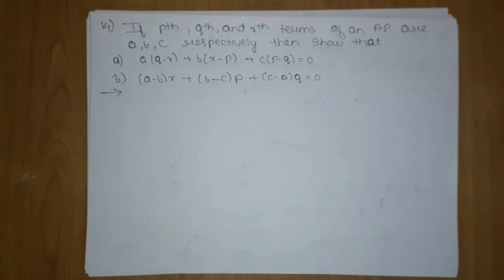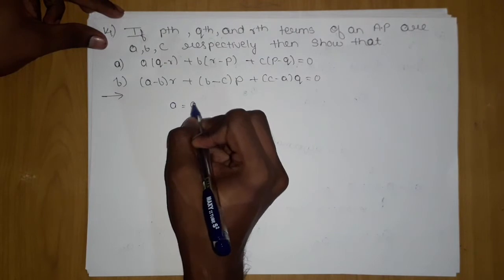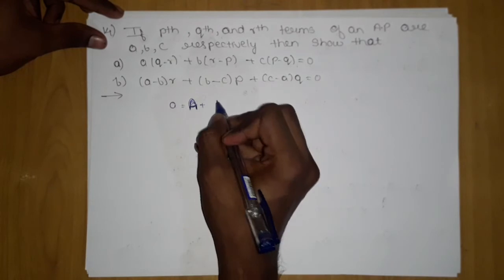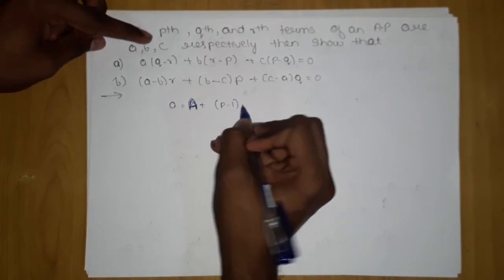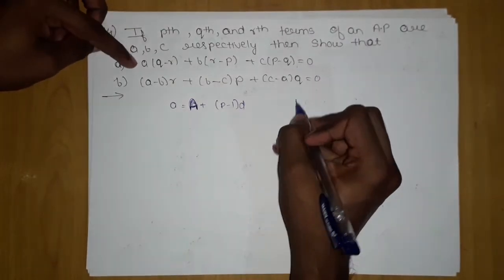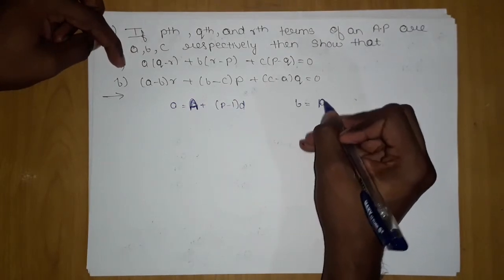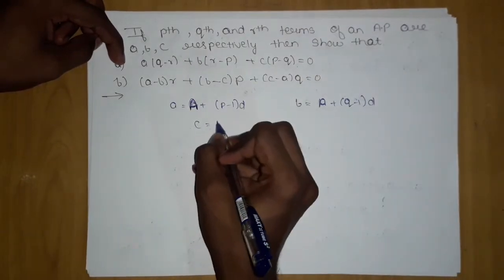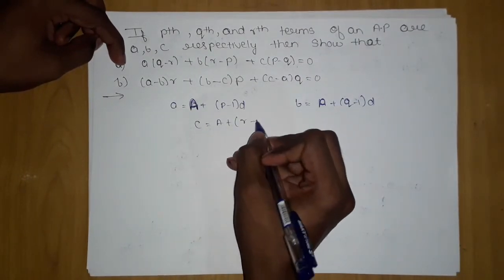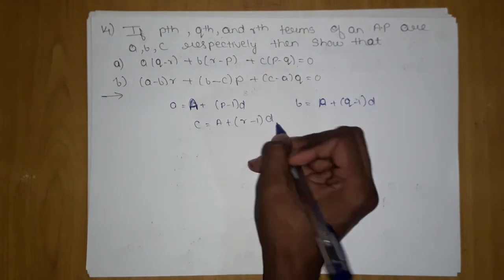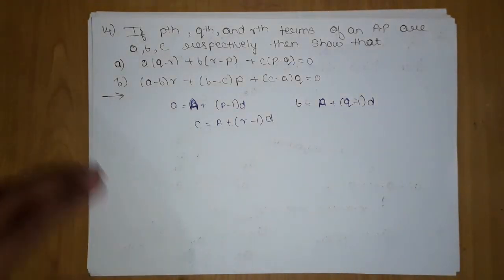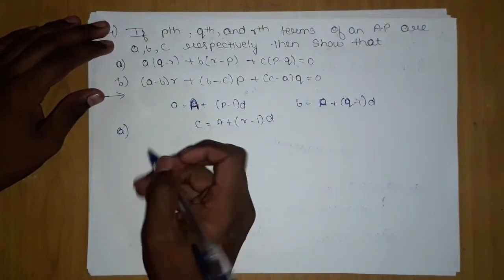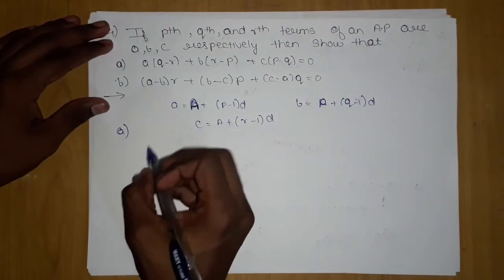Now the pth term, a, is equal to capital A plus P minus 1 into D. Similarly b is equal to capital A plus Q minus 1 into D, and c is equal to capital A plus R minus 1 into capital D. We got this. Now we want to prove that the expression is equal to 0. What we can do is just put the values, there is no other way here.